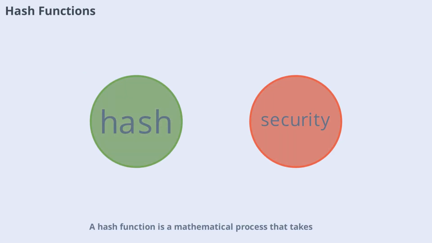A hash function is a mathematical process that takes input data and produces a fixed-size string of characters which appears random. In blockchain, each block's hash is unique and depends on its contents. If any information in the block changes, the hash changes too. This property makes it nearly impossible to alter data without being detected, as every subsequent block would also need to be changed. Hash functions are a key part of blockchain's security.